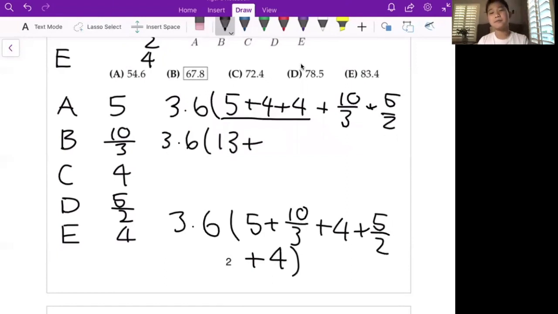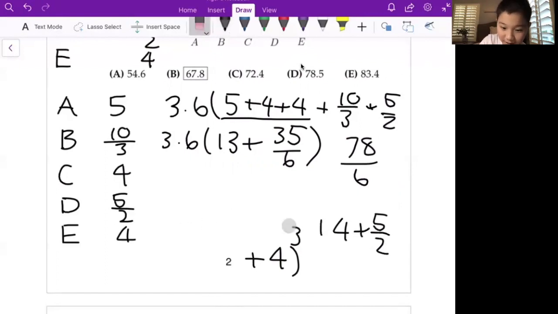And then 10 over 3 plus 5 over 2, let's add the fractions up by using the common denominator. 10 over 3 is 20 over 6. 5 over 2 is 15 over 6. So that's equal to 35 over 6. So we get this sum. Let's write 13 as 78 over 6.